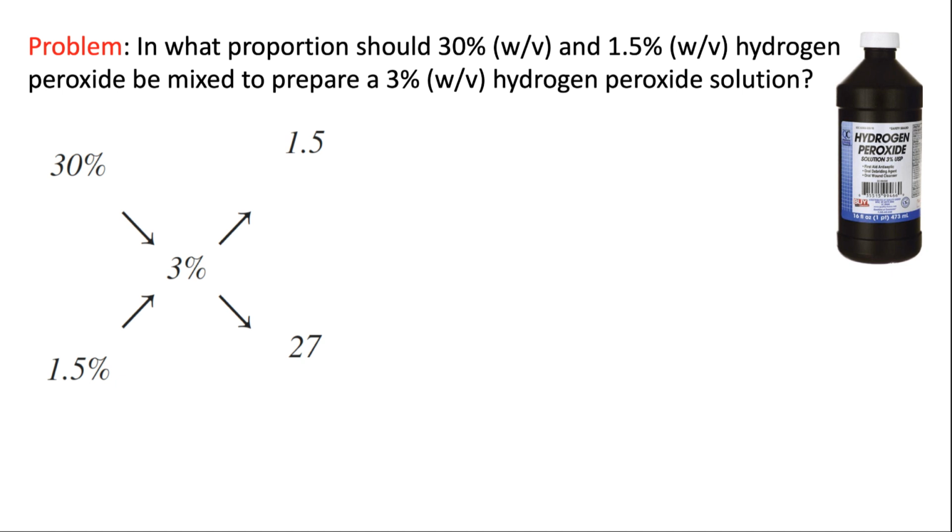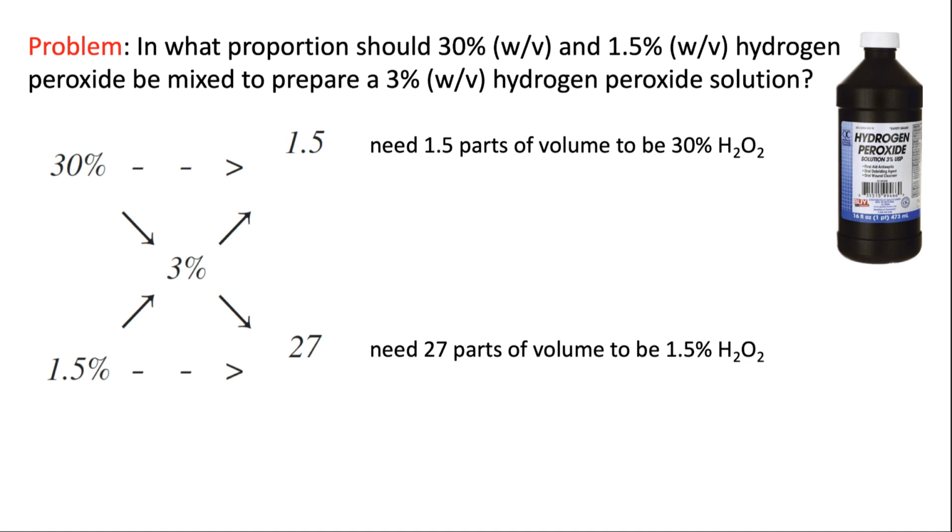And what we've said up to this point, drawing our line from our 30% straight over to the 1.5, is that we need 1.5 parts of volume to be the 30%. Similarly, down below, all we've said is that 27 parts of the volume need to be the 1.5%. So remember to draw your line straight across at that point to match up your parts with the right concentration.